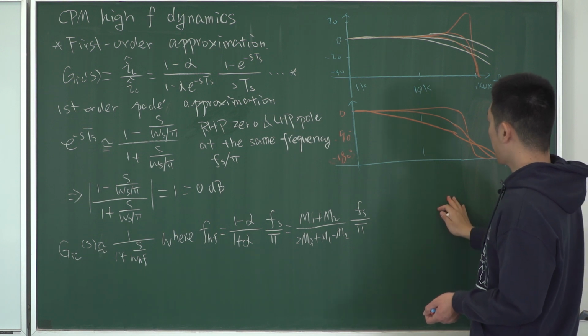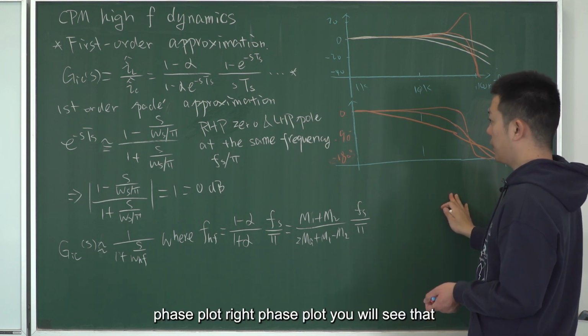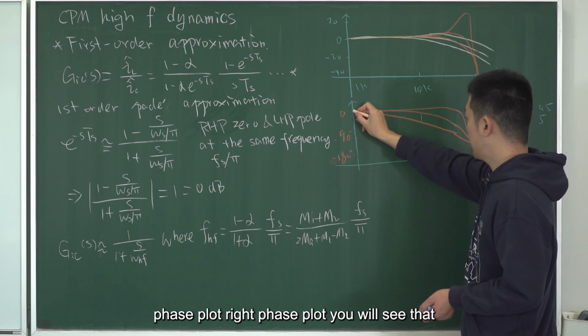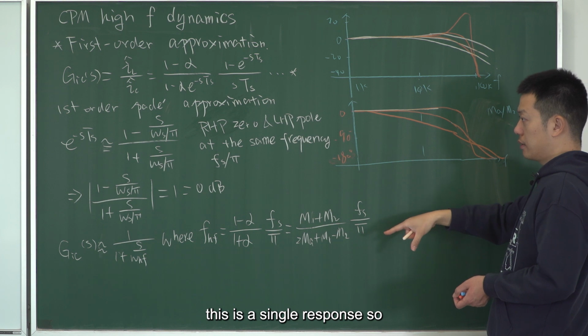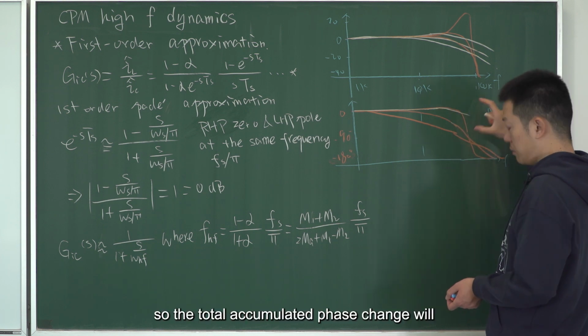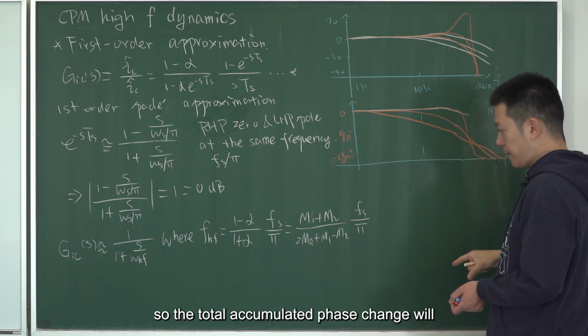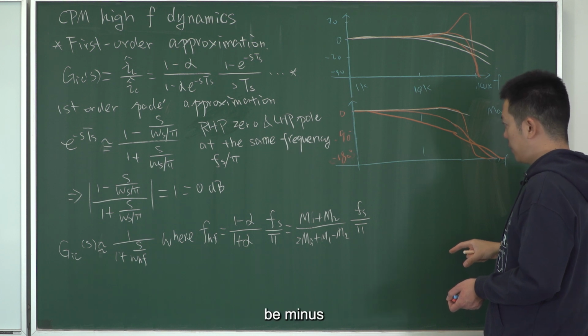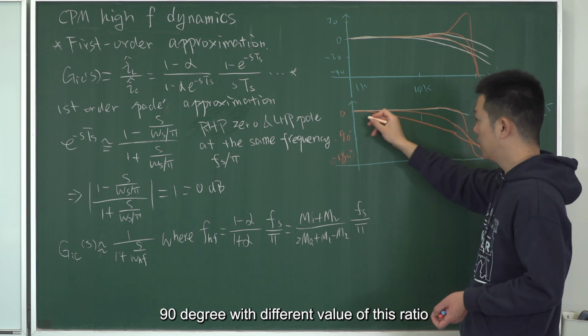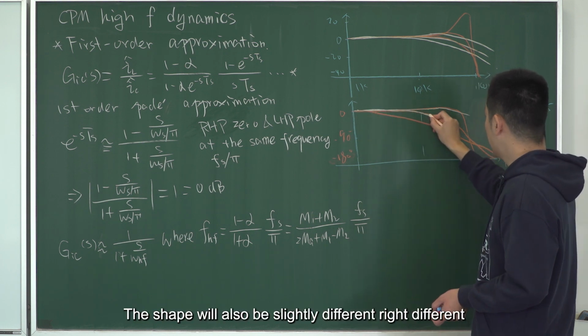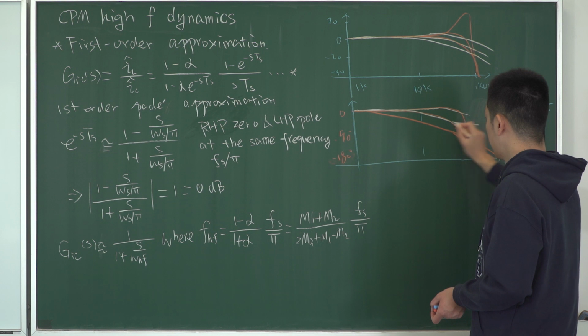Regarding the phase plot, you will see that this is a single pole response, so the total accumulated phase change will be minus 90 degrees. With different values of this ratio, the shape will also be slightly different.